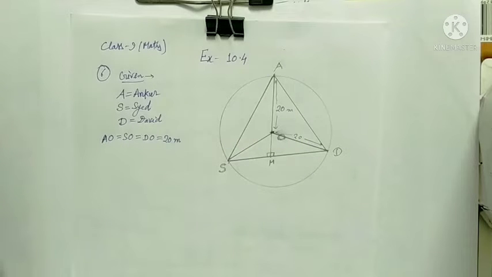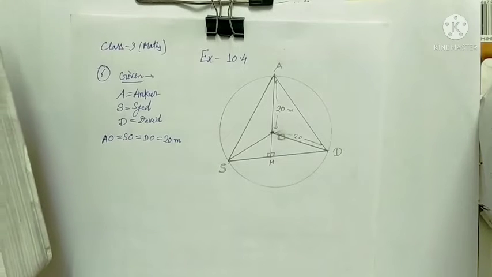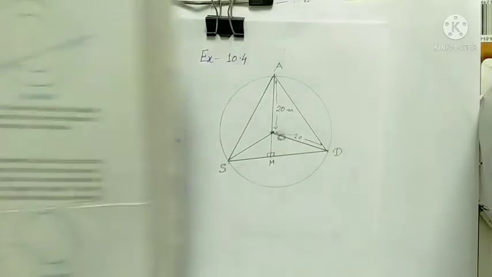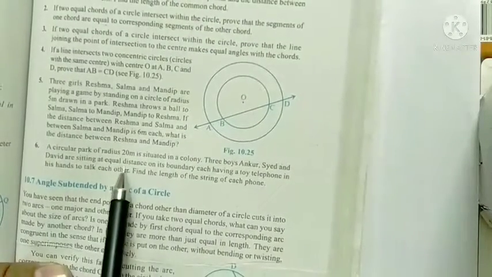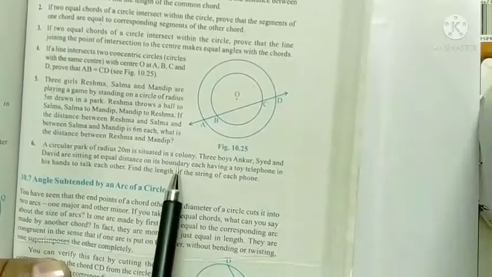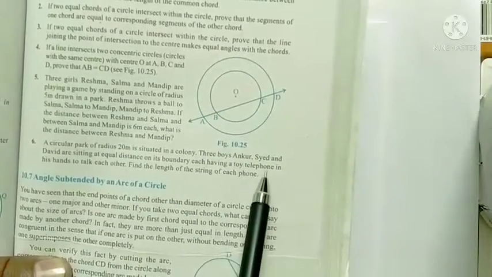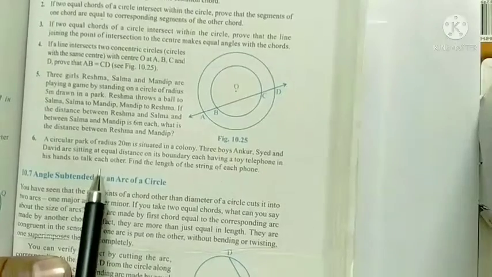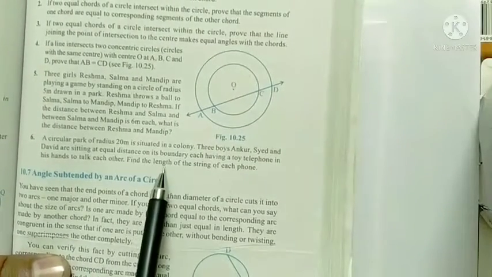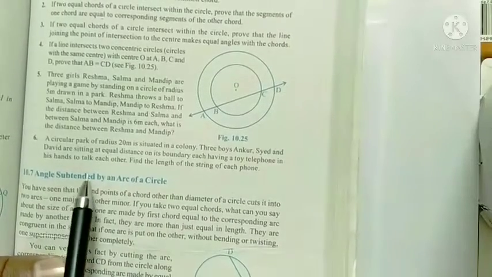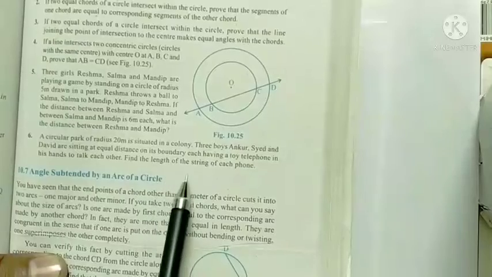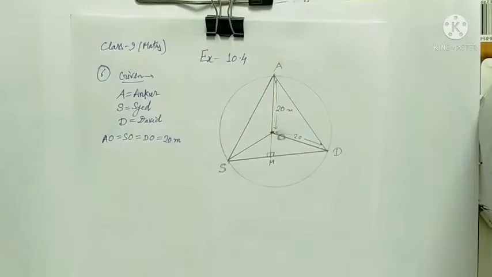Class 9, Subject Mathematics, Chapter 10, Circle, Exercise 10.4, the last question of this exercise, question 6. The statement is written in the question. A circular park of radius 20 meter is situated in a colony. Three boys, Ankur, Sayyed and David, are sitting at equal distance on its boundary, each having a toy telephone in his hand to talk to each other. Find the length of string of each phone.